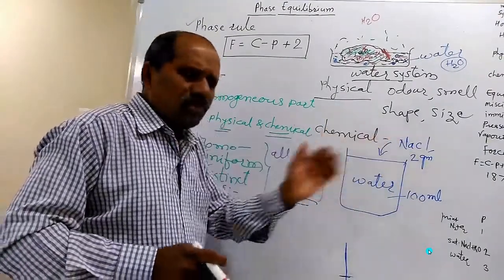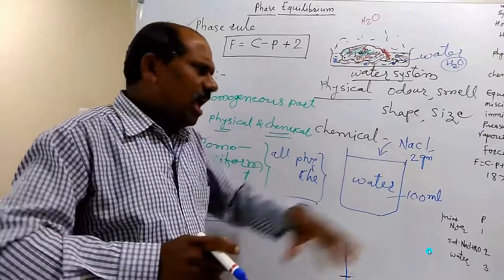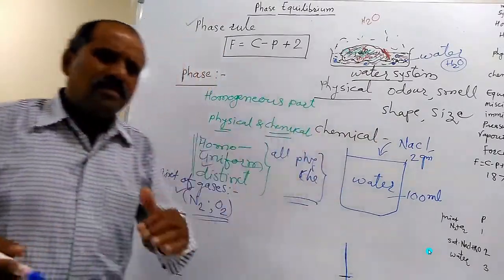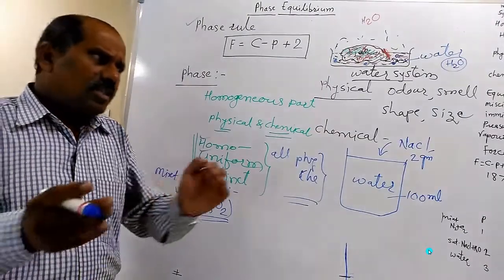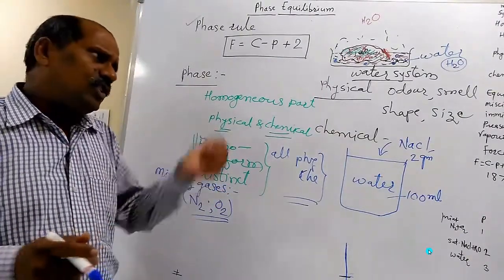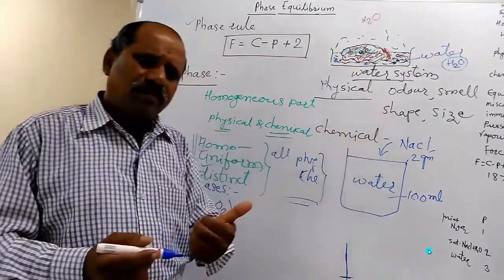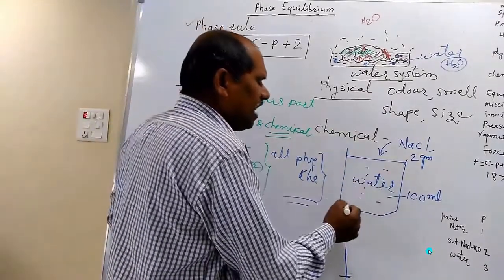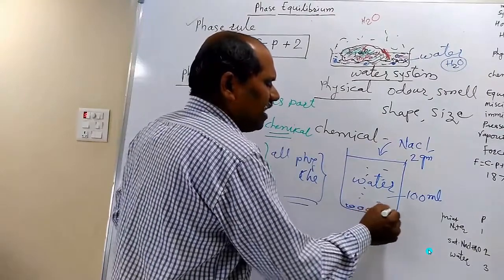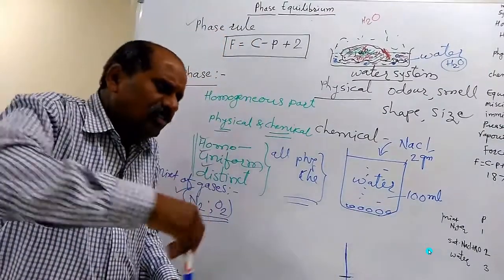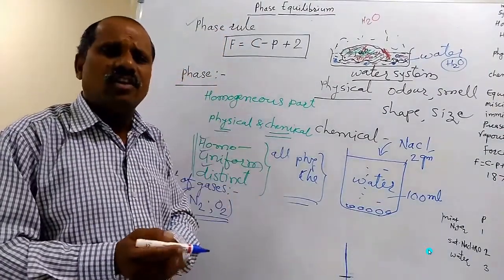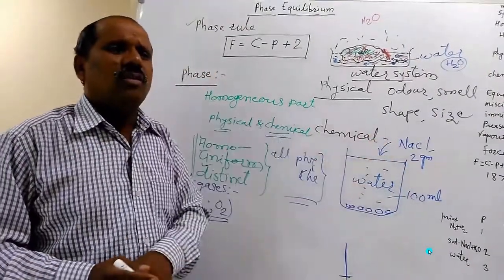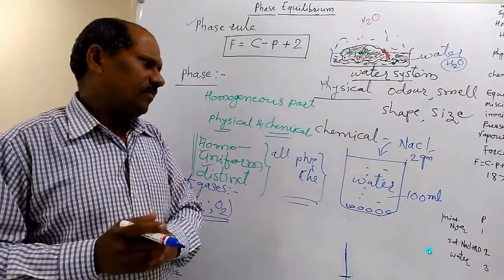Add another 2 grams, it is also dissolving. Add another 2 grams, it is also dissolving. After some time, such a position occurs at which after addition of 2 grams, one gram is dissolving itself and distributing in the water, but 1 gram of the NaCl remains at the bottom, and even after vigorous stirring, it does not dissolve. That condition of solution is called saturated solution.